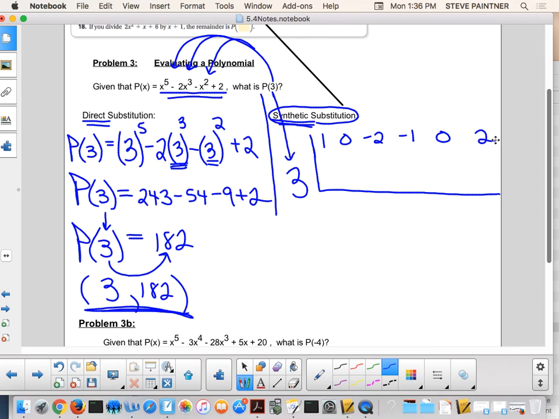Just before you go any further, did you do that? Is that what you did? Did you remember there's no x to the fourth and there's no x, so you needed 2 zeros in your coefficient line. If you didn't put the 2 zeros in, you're going to get it wrong.